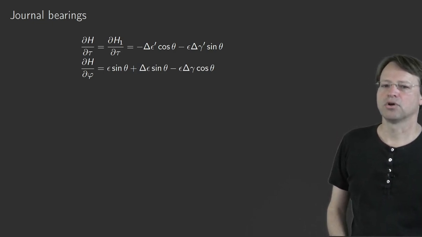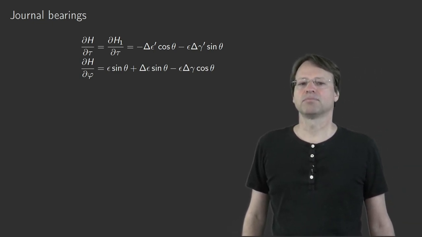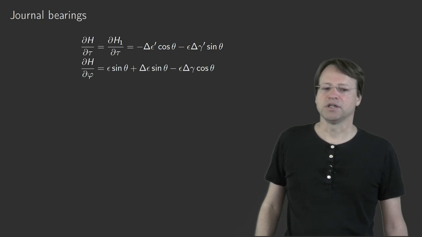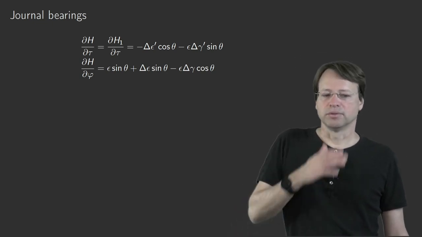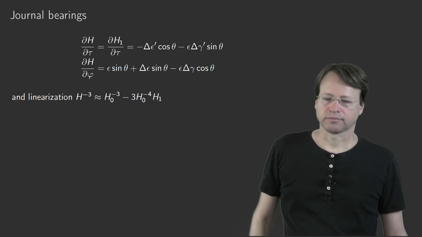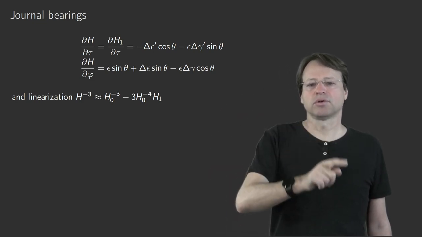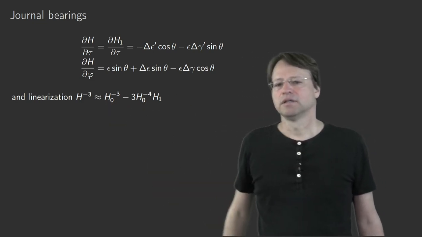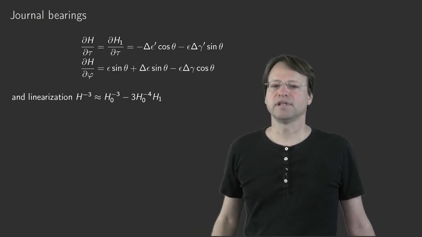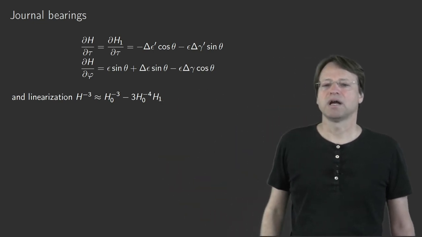Now let's put this together. I just copied the result here, and I want to include this in the expression for the pressure. However, as you know, there is the h cubed in the denominator of the expression for the pressure. So I have to linearize that as well. How do I linearize a function h to the power of minus 3 that is composed of a zero order term and a first order term? Well, classical Taylor series or differentiation tells you this is h, the zeroth order part, to the power of minus 3, minus 3 times h 0 to the fourth power multiplied by the perturbation h sub 1.